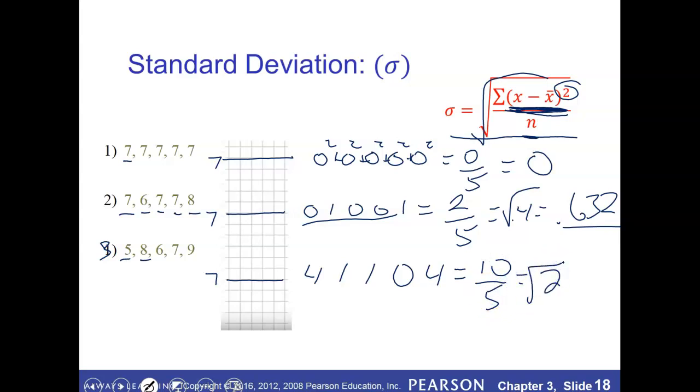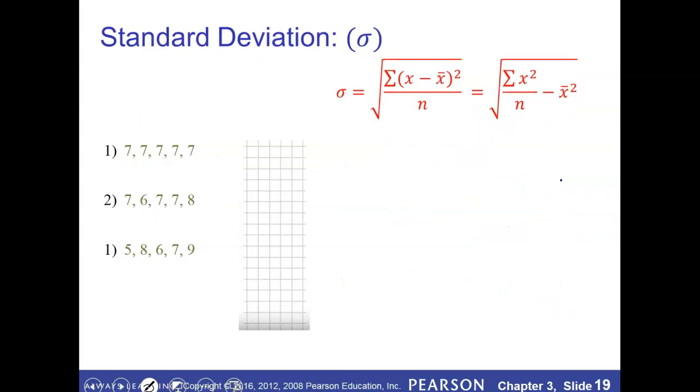And then if I take the square root of 2, I get something really close to 1.41. Which makes sense because it has a higher standard deviation than number 2, and it has an even higher standard deviation than number 1. So this is one way to calculate the standard deviation. I want to show you another way.